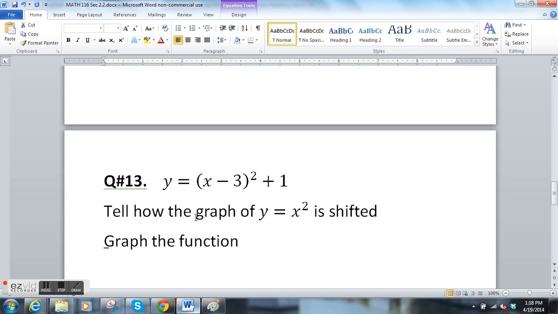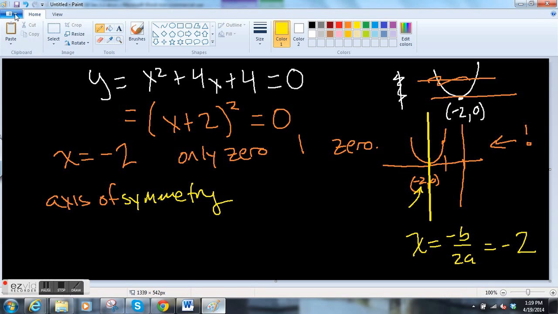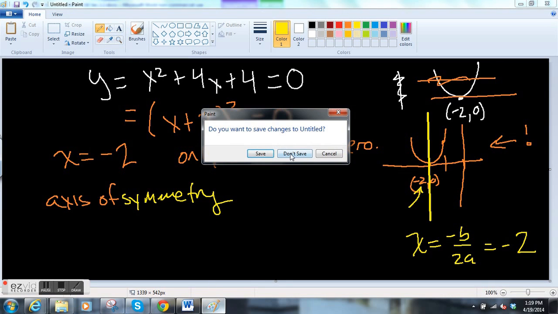Here's another question. This one's a little tricky. Question 13, again, is the same in the 10th edition and 9th edition. It says y equals x minus 3 squared plus 1. State how the graph of y equals x squared is shifted, and then graph the function. This one's a little tricky, but they do something like this on page 137. Really, the only thing you're going to get some help for is page 137. So again, let me get a new picture.